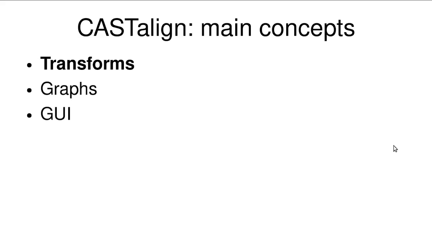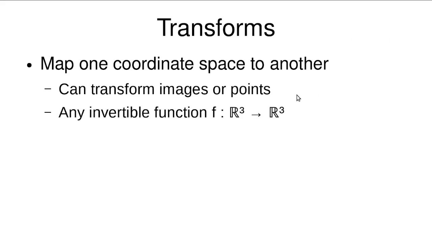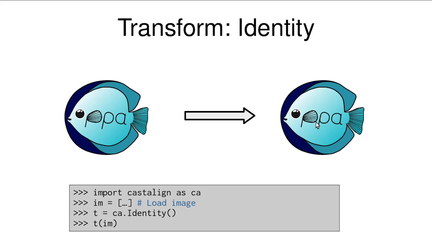There are three main concepts to go through. The first is the idea of transforms. The second is the idea of graphs. And finally, the graphical interface that we'll work through. Transforms in general just get you from one coordinate space to another. If you think of different images as different coordinate spaces, you want to map coordinates in one to another. This can be images or points, and, at least in this library, anything can be a transform as long as it's an invertible function. That's the key, because we need it to be invertible for it to work.